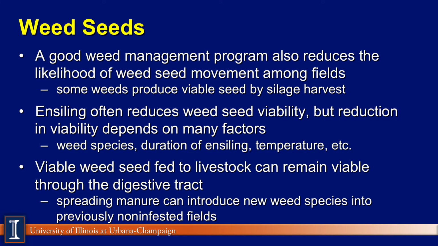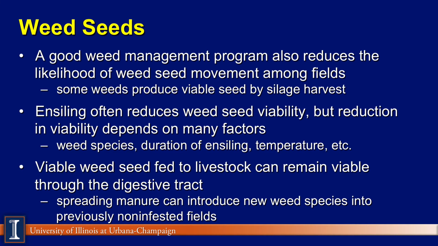The ensiling process often reduces the viability of any weed seed, but the reduction in the viability depends on numerous factors. Number one, of course, would be the weed species. Typically, ensiling has been shown to reduce the viability of grass weed species to a greater extent than broadleaf weed species. There are some broadleaf weed species that tend to have a hard seed coat, and these tend to survive the ensiling process better, more efficiently than those that don't have such a hard seed coat. It would also depend on the duration of the ensiling, the temperature that's reached during the ensiling process, etc.